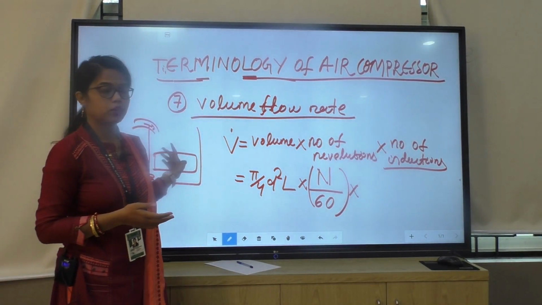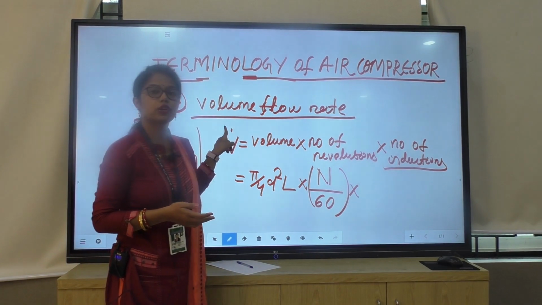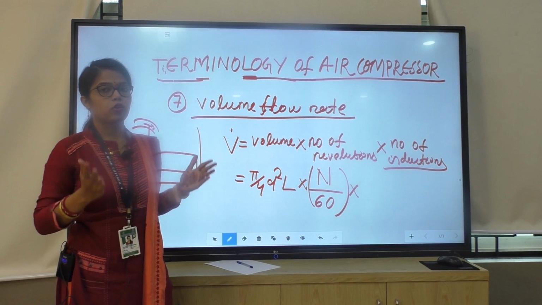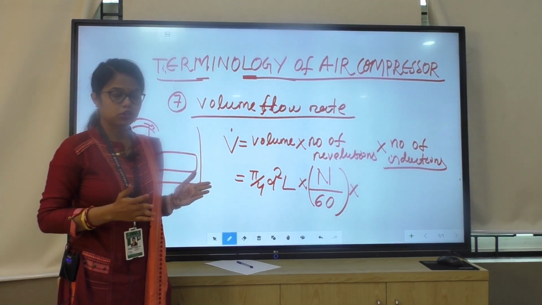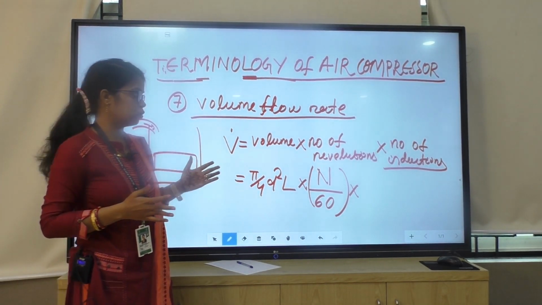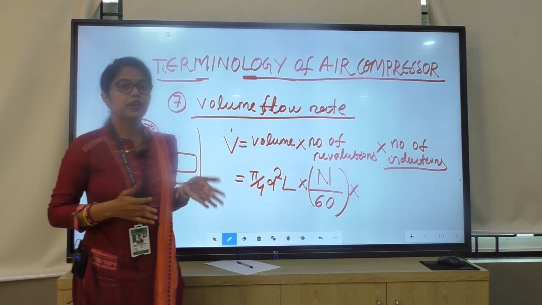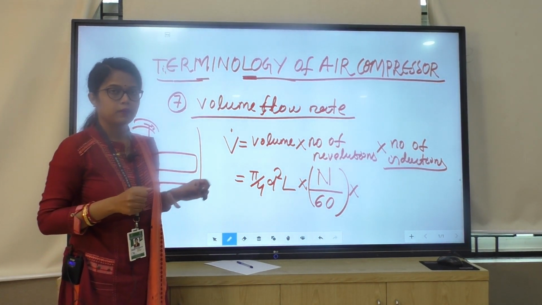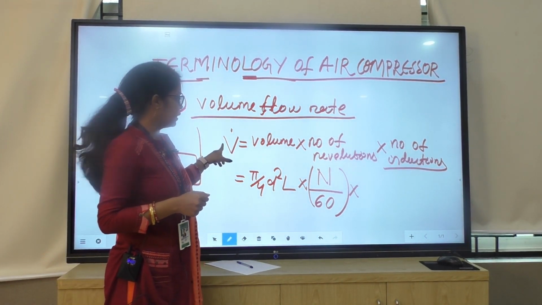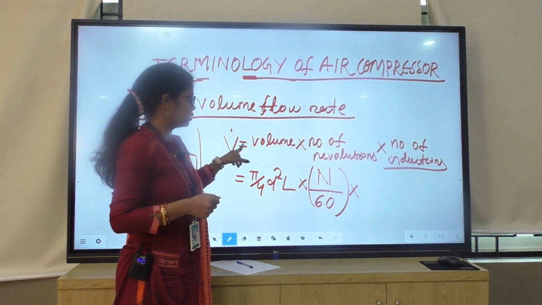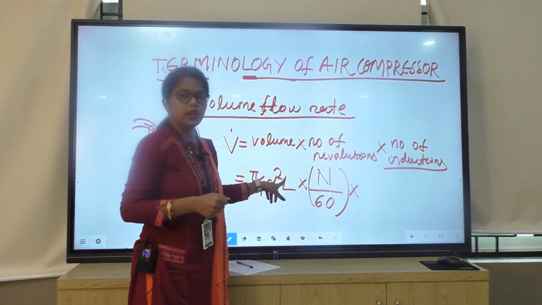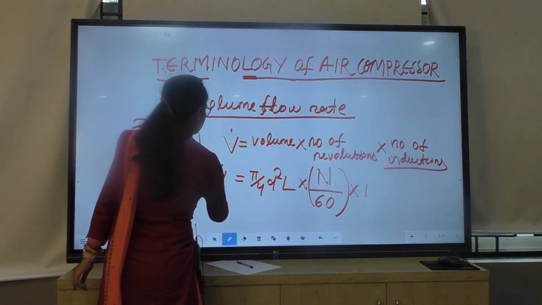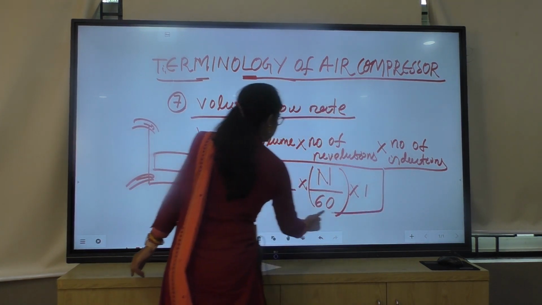This is most important when you are calculating the volume flow rate of an air compressor, whether it is single acting or double acting. It depends upon the question, you have to read it carefully, you have to consider the volume flow rate according to the number of inductions, otherwise the answer will be wrong. So, for single acting, the volume flow rate V dot is equal to pi by 4 d square L into n by 60 into 1. This is for single acting air compressor.